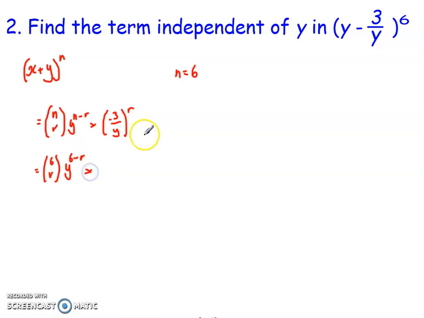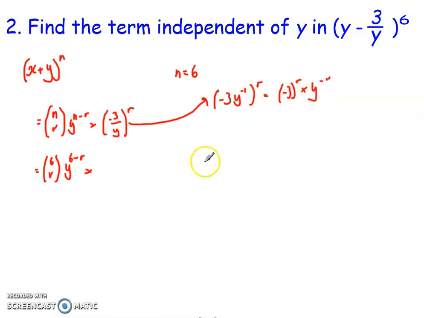times, well, if I look at this term here all on its own, the negative 3 over y, what I'm going to do is write that as negative 3y to the minus 1. And I know that that's then all going to be to the power of r. So that's going to be negative 3 to the power of r times y to the power, it's negative 1 times r, of negative r. So this here is then going to be times negative 3 to the power of r times y to the negative r.